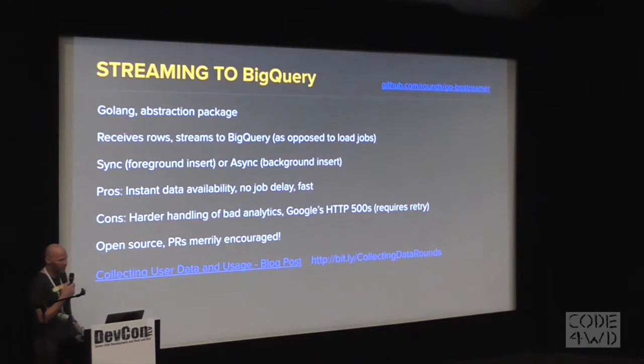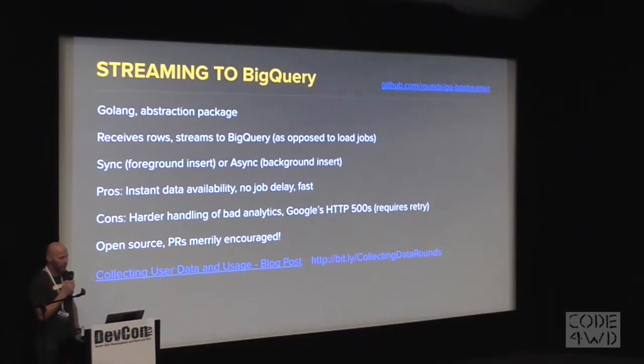We support two types of stream: foreground, where you wait for a reply from BigQuery, or in the background, async. Data is available in seconds. As soon as the client sends it, it's in the pub sub, pulled out, and after a minute or two, or even faster, you can already query it, both in Elasticsearch and in BigQuery.